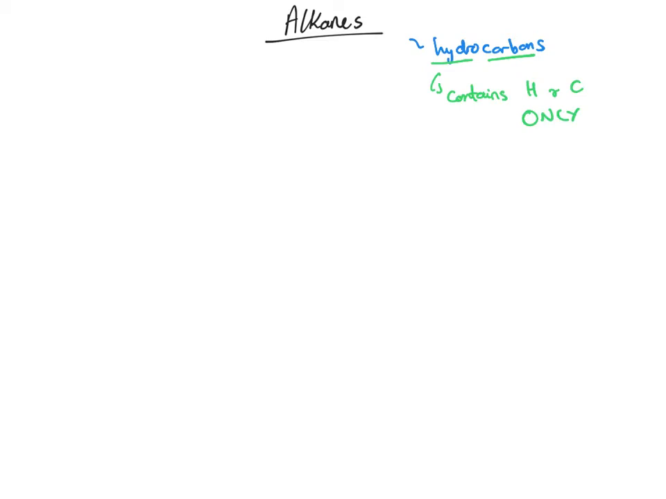The next point about alkanes is that carbons form 4 bonds. Okay, so if you have a carbon in an alkane, it's got to form 4 bonds. If it doesn't have 4 bonds around it, you've got something not quite right there.